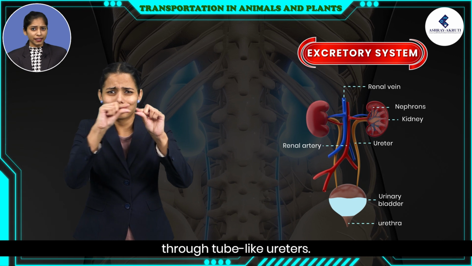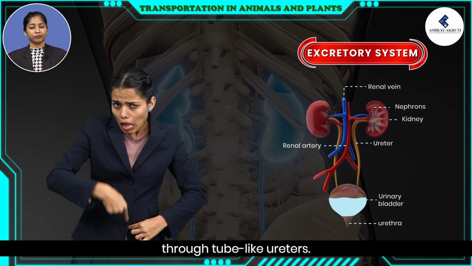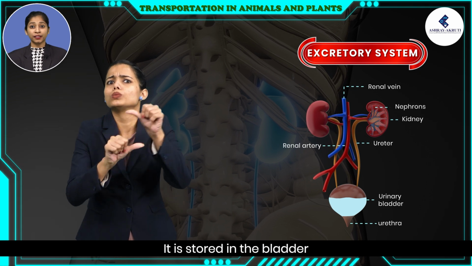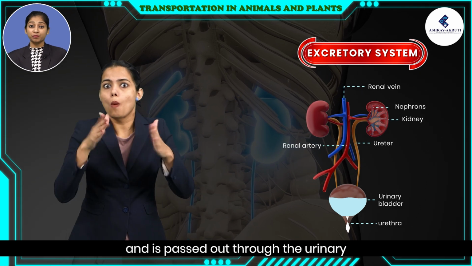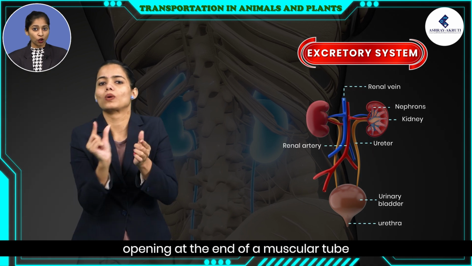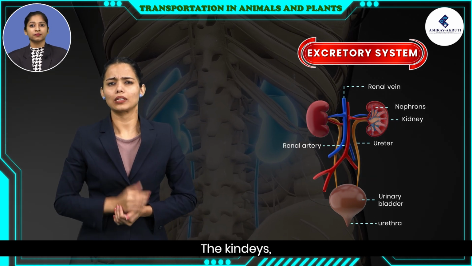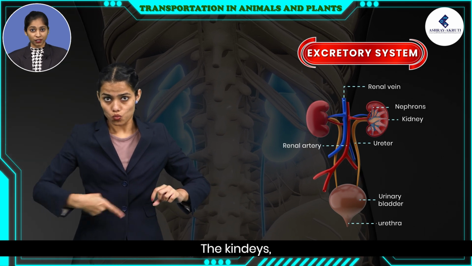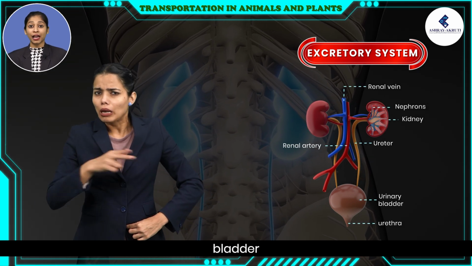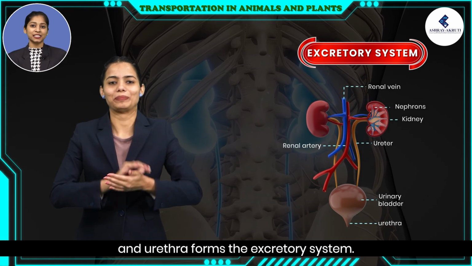Through the tube-like ureter, it is stored in the bladder and is passed out through the urinary opening at the end of a muscular tube called the urethra. The kidneys, ureters, bladder and urethra form the excretory system.